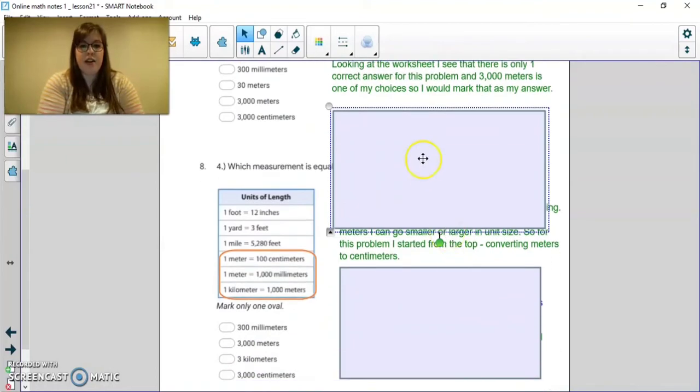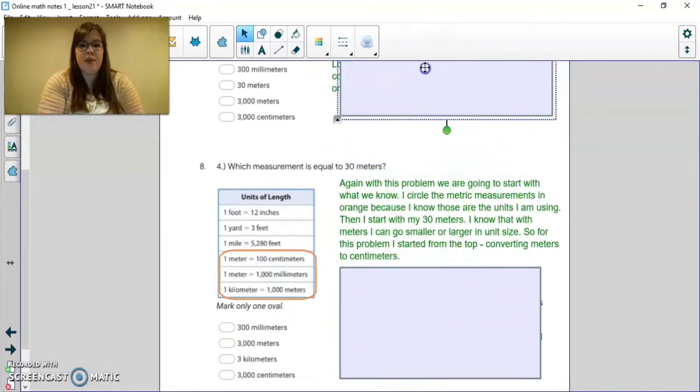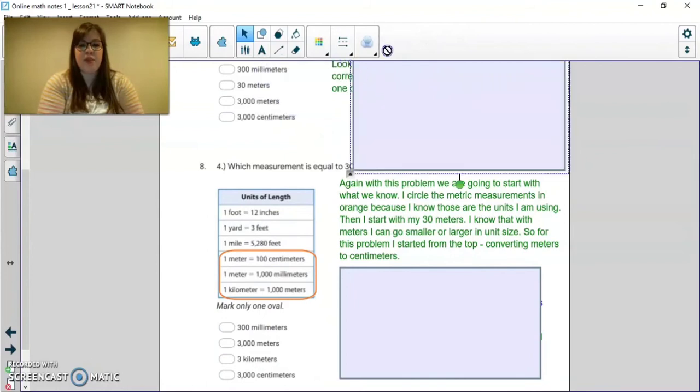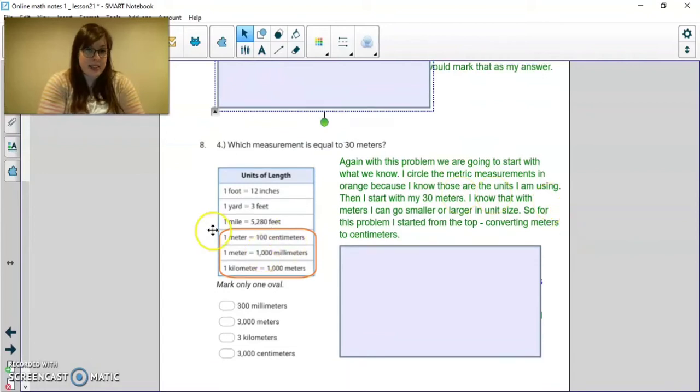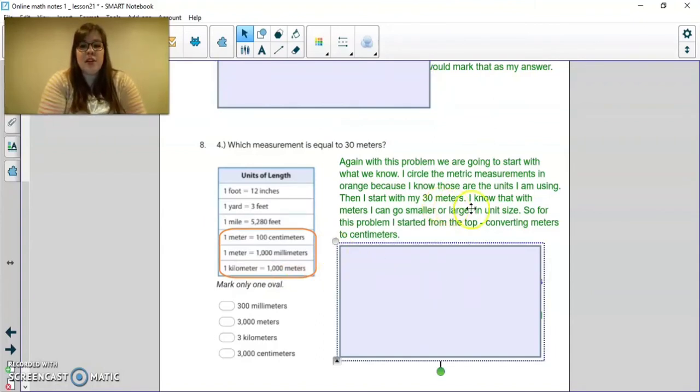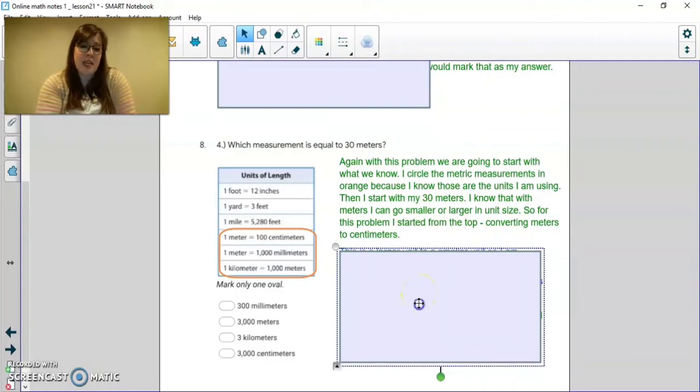Alright, so then for our next problem, it would be the other part of that first problem. So it's going to say which measurement is equal to 30 meters. So looking at this, I circled in orange which measurements we're going to be using. So since I'm starting with 30 meters, I know that meters can go smaller or larger. So for this problem, I'm going to start from the top and I'm going to convert meters to centimeters.